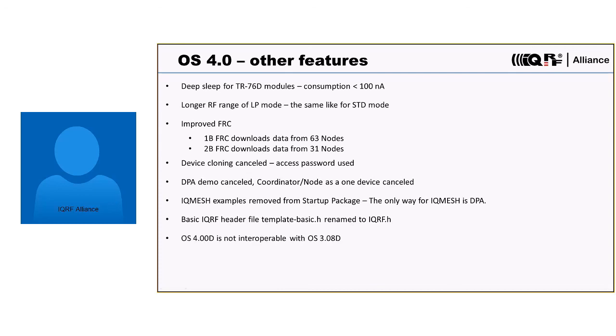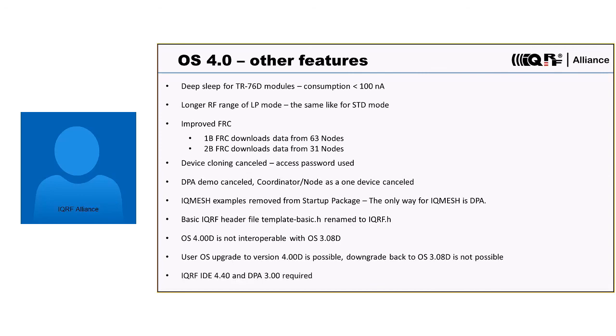Also, in one network, you cannot use both operating system 4.0 and 3.08. On the other side, you can do the upgrade remotely over the air, so you can put the whole network on the latest operating system. And also, you can do the upgrade from 3.08 to 4, but not backwards. And also, for this new operating system, you need the latest IDE, and you need the latest DPA.